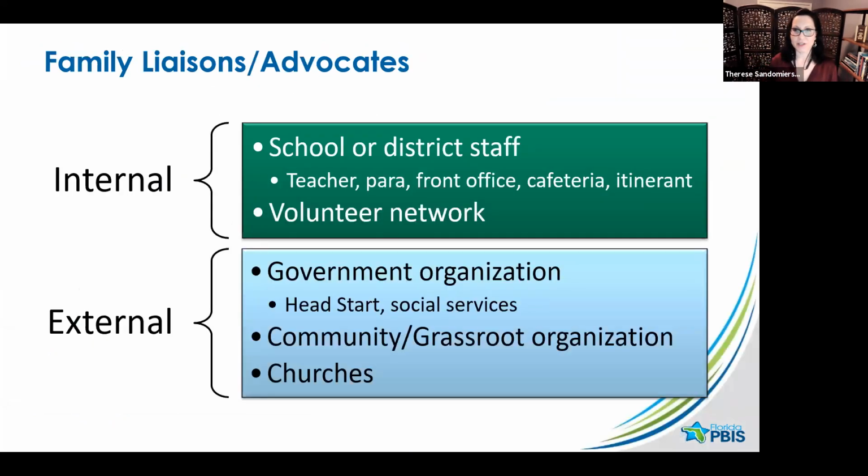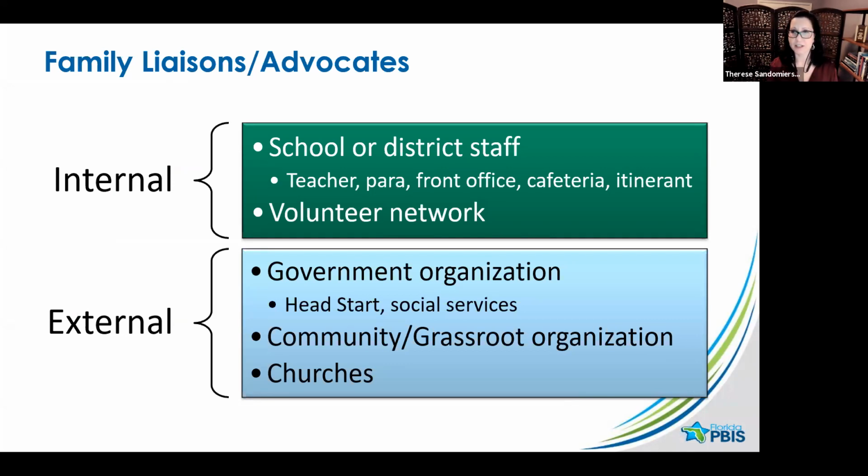Now, there are situations, we've worked in some locations where the relationships between families, especially families impacted by disproportionate discipline, and the school staff were really, really broken. In those situations, what we did is we identified family liaisons or family advocates within the community to help us bridge that first connection with the families we were trying to reach. And there were a couple of different ways we did that.